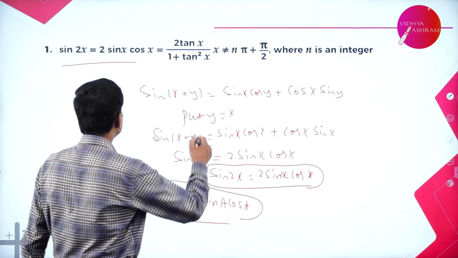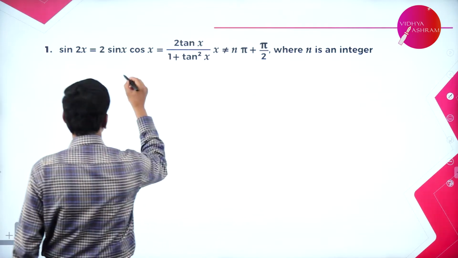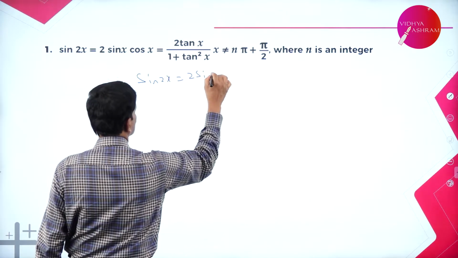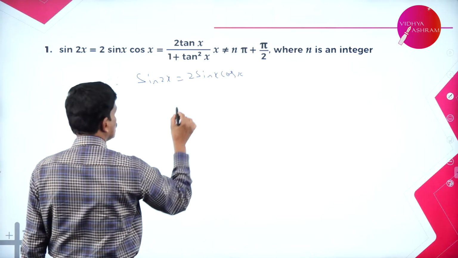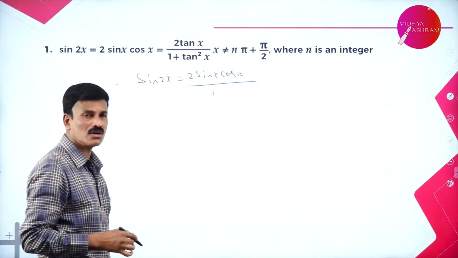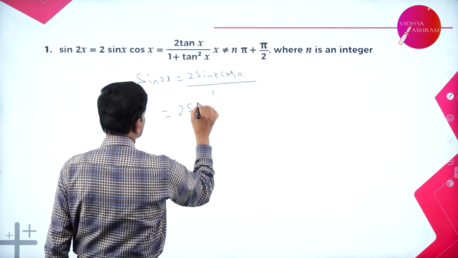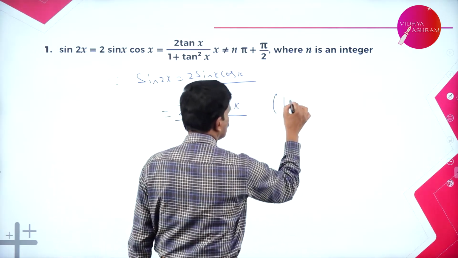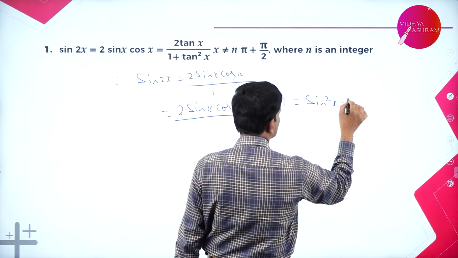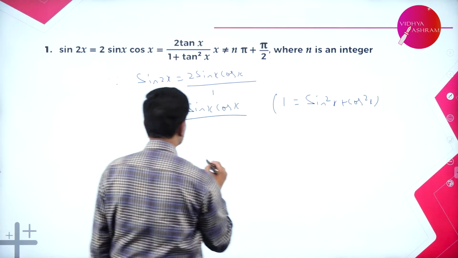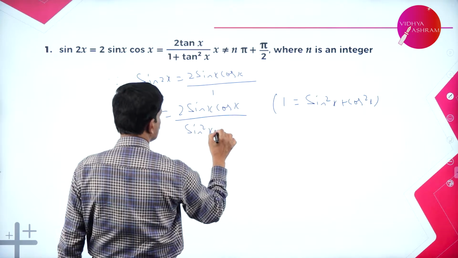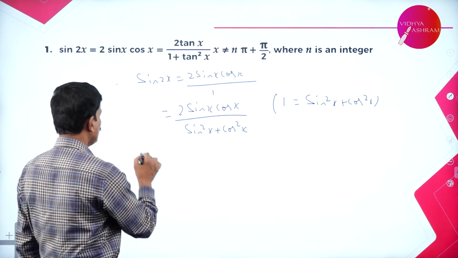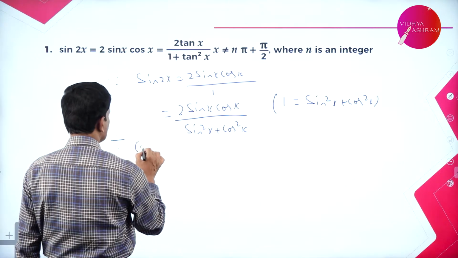Now, let us come to the second part to prove that. Since we know that sin 2x is equal to 2 sin x cos x, this can also be denoted as 2 sin x cos x divided by 1. This 1 can also be written as sin square x plus cos square x, since that is an identity: 1 is equal to sin square x plus cos square x. Now let us divide term by term. So divide both numerator and denominator by cos square x.